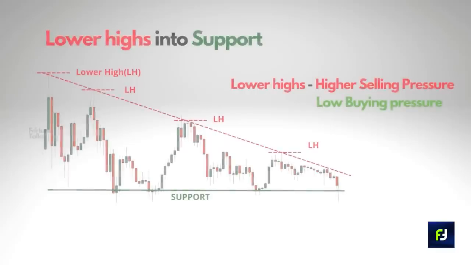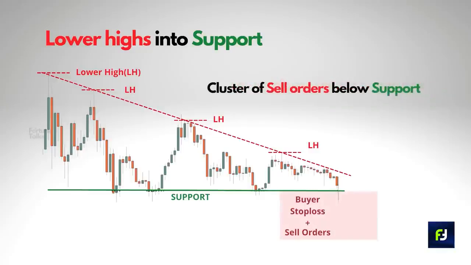Now let us look at a situation of a breakdown. This is the inverse of what you have learned earlier. So whenever you see lower highs into the support, it tells you three things. Number one, there is no buying pressure or the buyers are weak. Number two, there is strong selling pressure pushing the price even lower. And number three, there are sell stop loss orders clustered below the support level which are kept by the buyers who went long at the support.